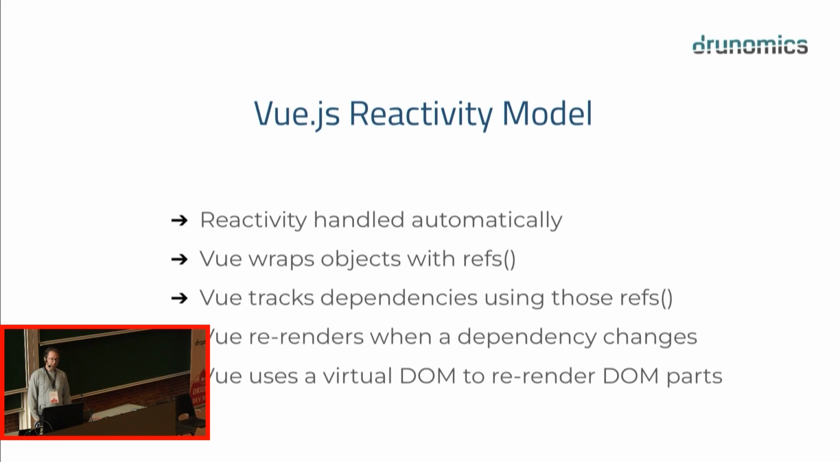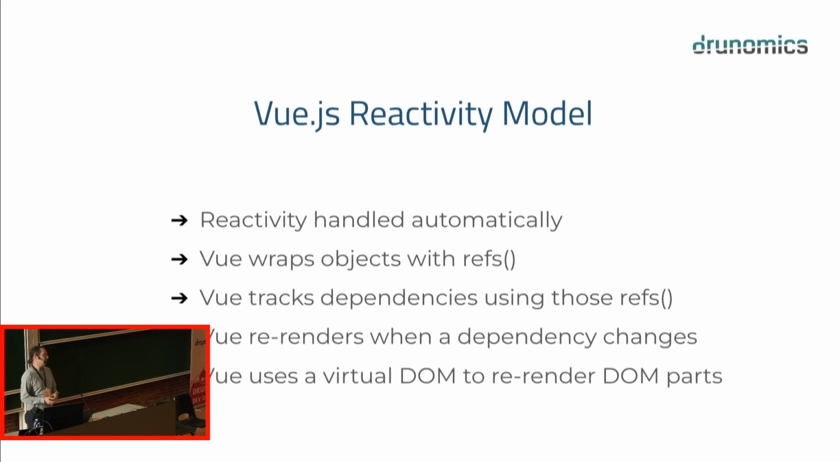So Vue.js is a reactive JavaScript framework, I would say. So it handles reactivity for you automatically. And the way it does it is that Vue 3 wraps objects with refs. So it's a special function. You pass it an object and you get back a wrapped object. And that way, Vue tracks the usage of the objects and the dependencies with the refs.